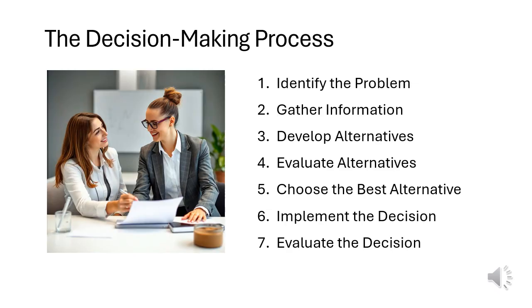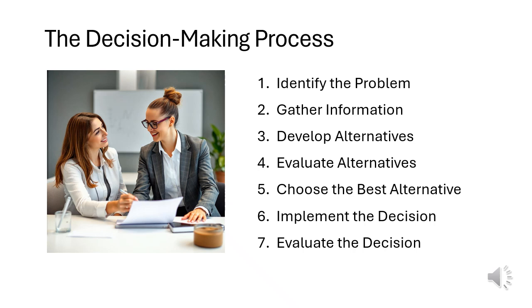The decision making process typically involves a series of steps. First, identify and clearly define the problem or opportunity. Second, gather relevant information to understand the situation. Third, develop a range of alternative solutions.